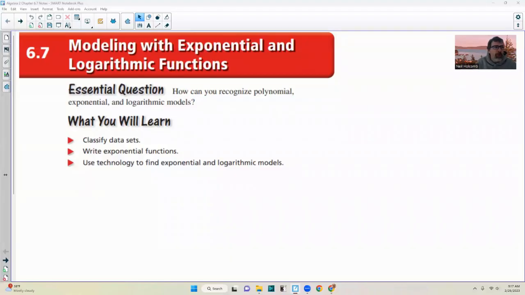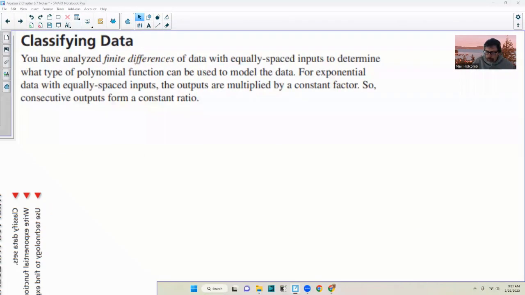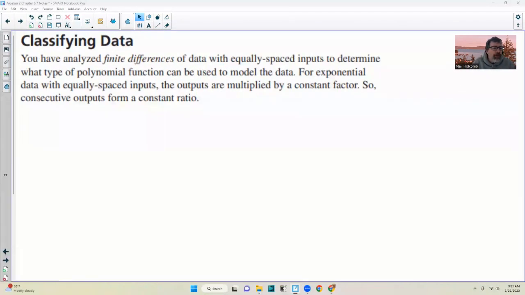Okay, this is chapter 6.7, modeling with exponential and logarithmic functions. The essential question says, how can you recognize polynomial, exponential, and logarithmic models? What you will learn in this chapter section is classify data sets, write exponential functions, use technology to find exponential and logarithmic models. Okay, so before I do example one, classifying, how do we classify data?